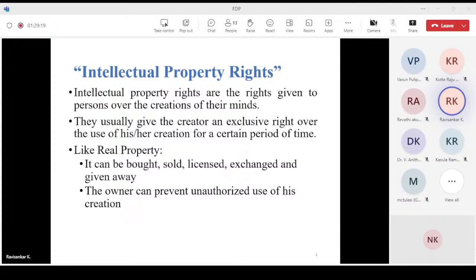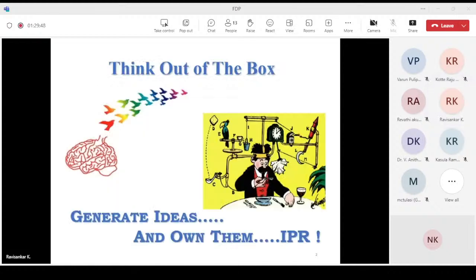Regarding intellectual properties, these are the rights given to persons over the creation of their minds. They usually give the creator an exclusive right over his or her creation for a certain period of time. Like real estate and buildings, these intellectual property rights can be bought, sold, licensed, exchanged and given away. So the owner can prevent the unauthorized use of his creation. When you think out of the box, you will get different ideas. Then you can file them as different intellectual property rights.